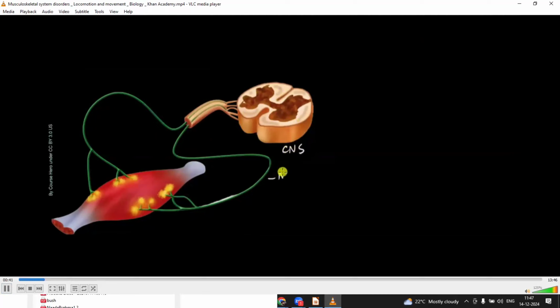And this is a neuron. The green thing is a neuron. And this is a muscle. So what we are interested in is this, the contact point between the neuron and the muscle, which is called the neuromuscular junction.